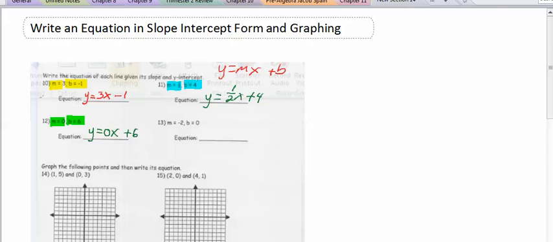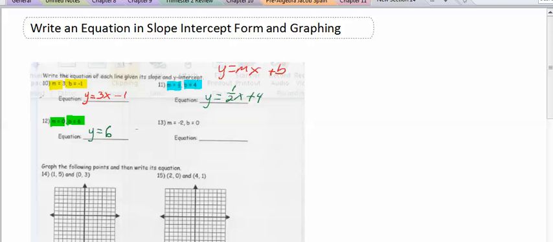But in a book, or whenever you write a number, you don't usually put a 0, so we're not going to leave the 0 there. We're going to take it away. So I'm going to go ahead and erase that and bring the 6 closer to my y, and that's the equation for my slope is 0, my y-intercept is 6.